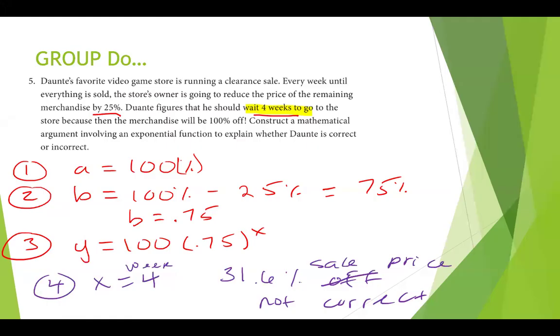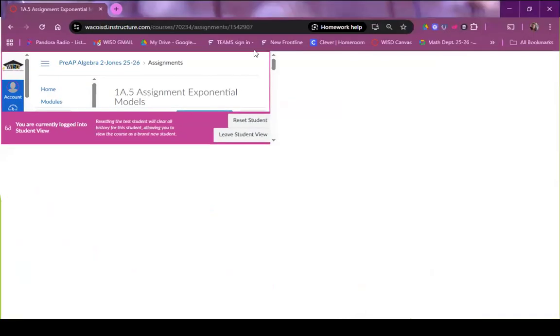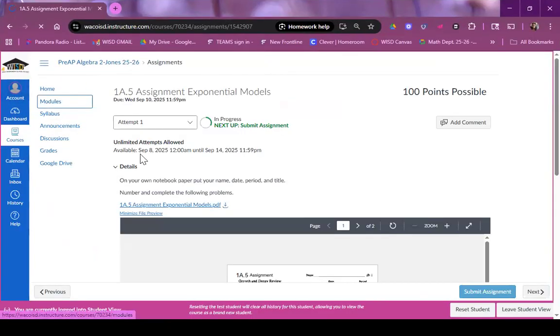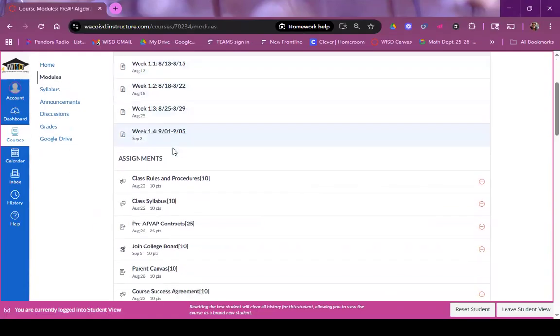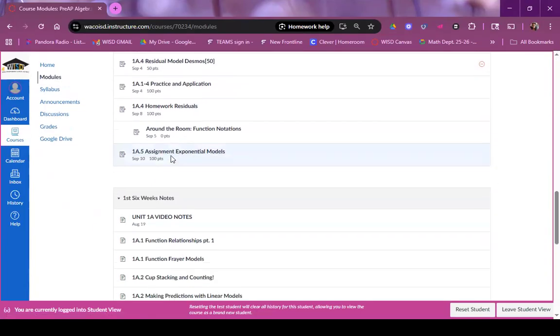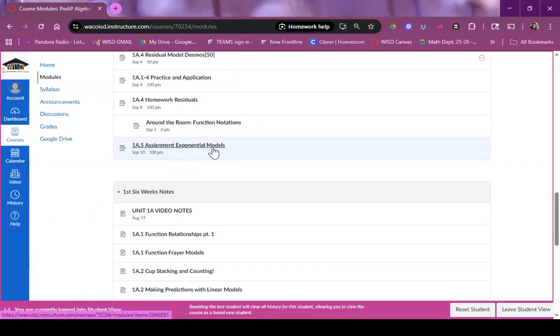All right. So let's look over your assignment that goes along with this. For your assignment, you're going to be doing it on your own piece of paper. It's under your modules page. So under your modules page, I will update your table, your main page, for the end of the day. But if you go down to your modules page, you should see 1A.5 exponential models. Do you see here?